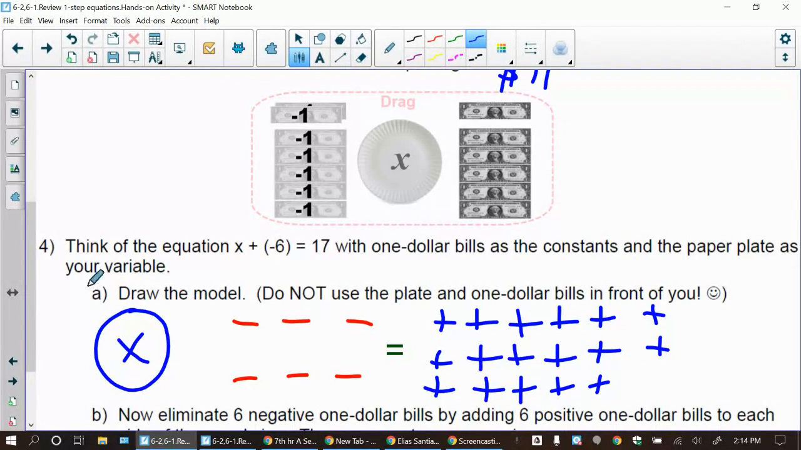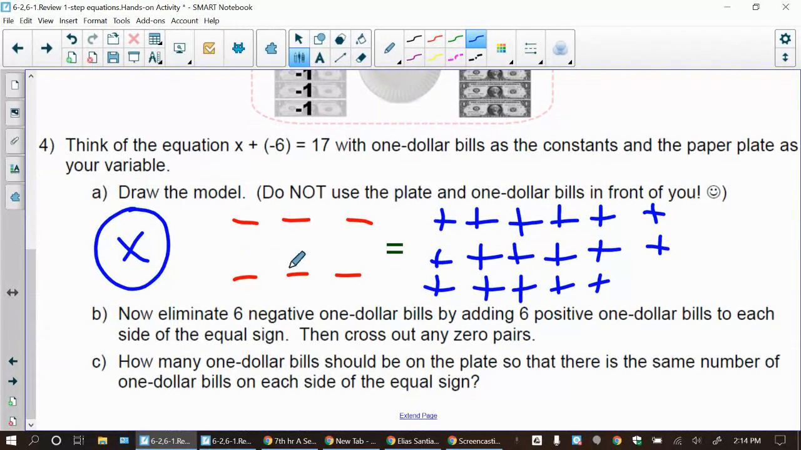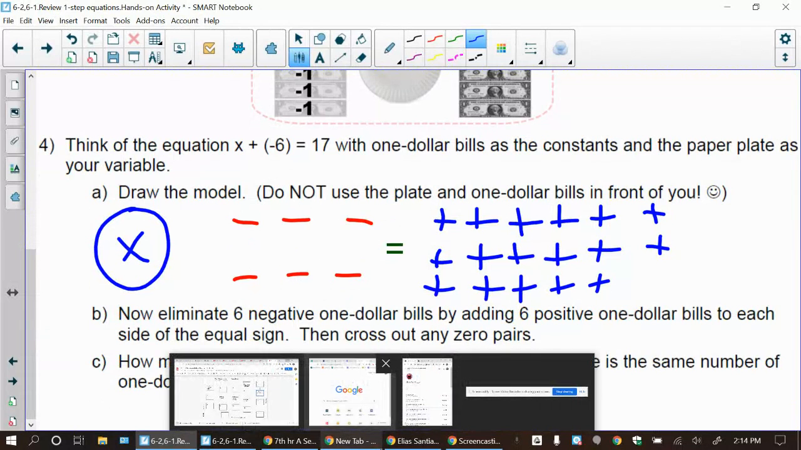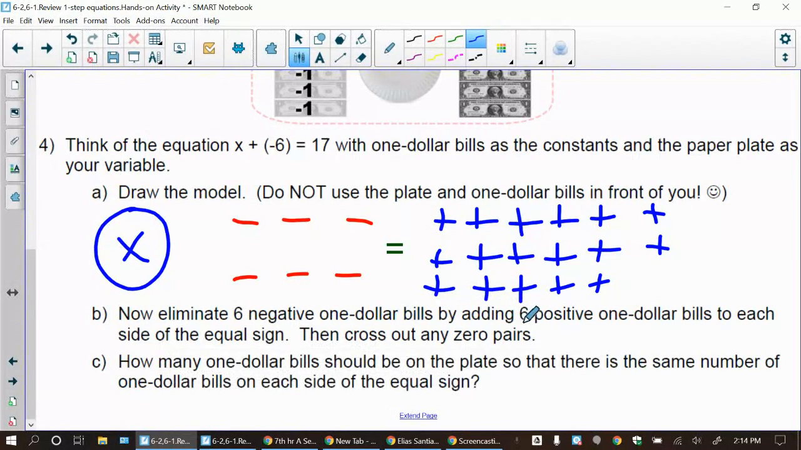Okay, so now we want to eliminate the 6 negatives that we have on one side. By doing that, we have to add now 6 positives. Okay, and then we can cross out our 0 pairs. We have to do that to both sides. So I'm going to add 6 more positives on the other side.